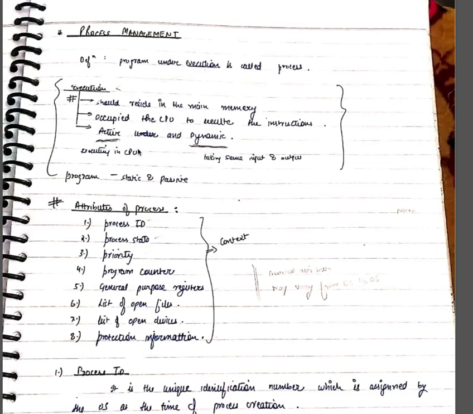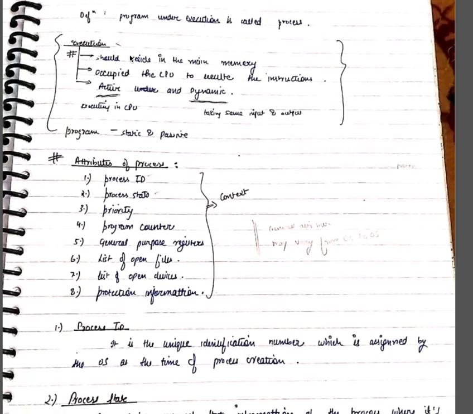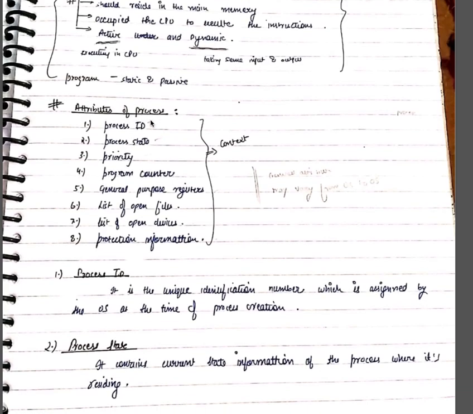Active and dynamic. Active means it should be in the CPU, executing in the CPU, and dynamic means it takes some input and output. Yeah, I'm talking about a process. These are some important things about a process. Whereas a program is static and passive, that is, it does not take input and output.